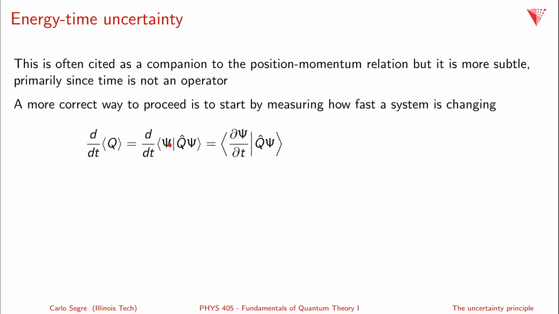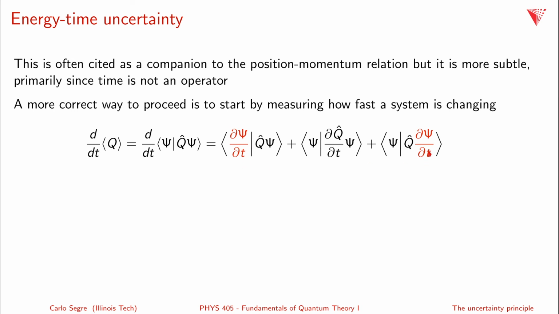Well, I can pull this derivative in, and I get first a term that looks like partial psi with respect to t, inner product with Q psi, and then I have the other term where I take the derivative of Q, and I get the inner product of psi with the time derivative of Q applied to psi, plus the inner product of psi with Q times the first time derivative of psi. So you get three terms.